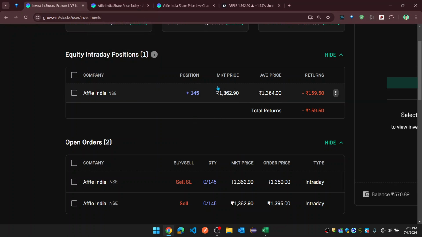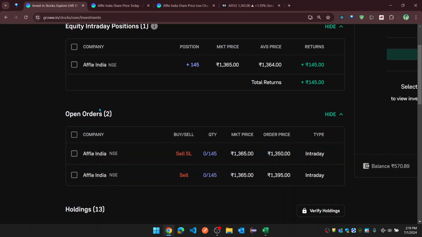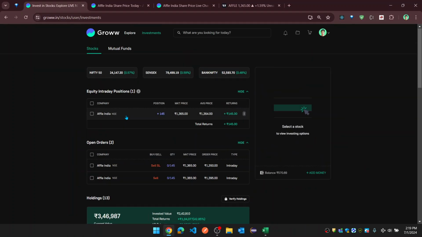I have the market price here. This is the price at which I bought it, 1364, and this is the current price, and this is the current running profit. So if you can see, 0.95 into 145, it will go somewhere around 1 rupee ahead. So 1 into 145 equals 145 rupees. So that is my running profit. And these are the stop losses and target that I have set. Today I'll show you how you can set these targets and stop losses.